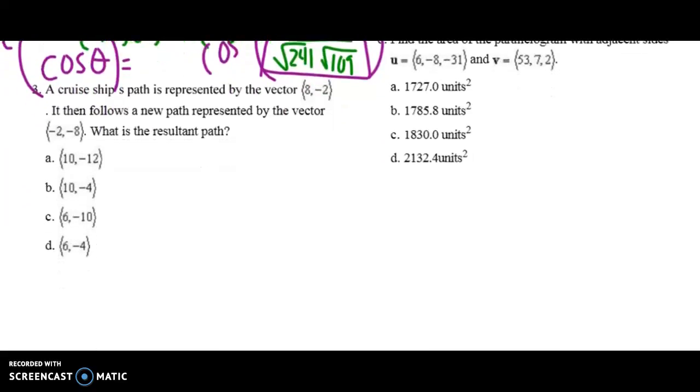Number 3, a cruise ship's path is represented by the vector 8, -2. Then it follows a new path represented by the vector -2, -8. What is the resultant path? So what we're asked to find is the path between the two of them. So essentially we're just going tip to tail. So to find that, I simply just have to add the two vectors.